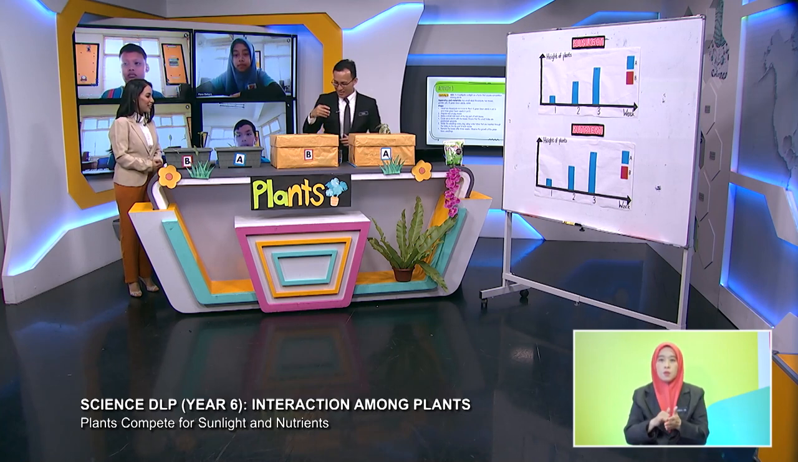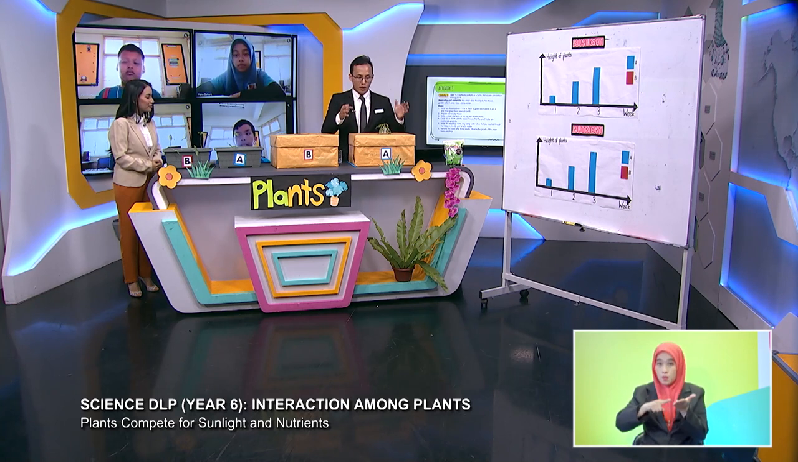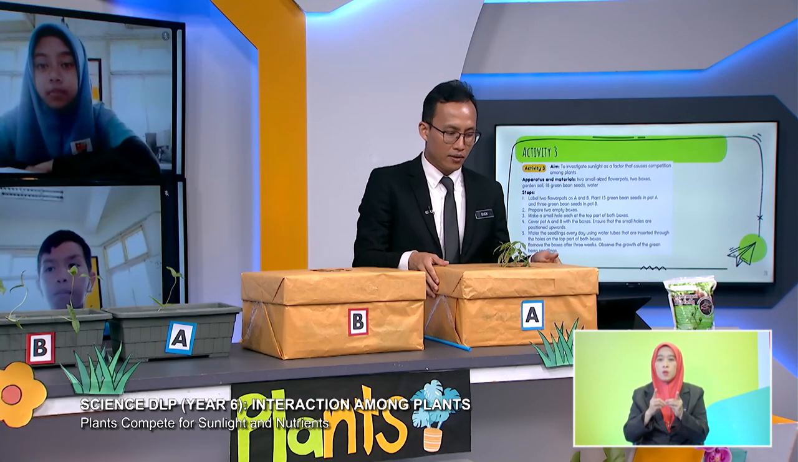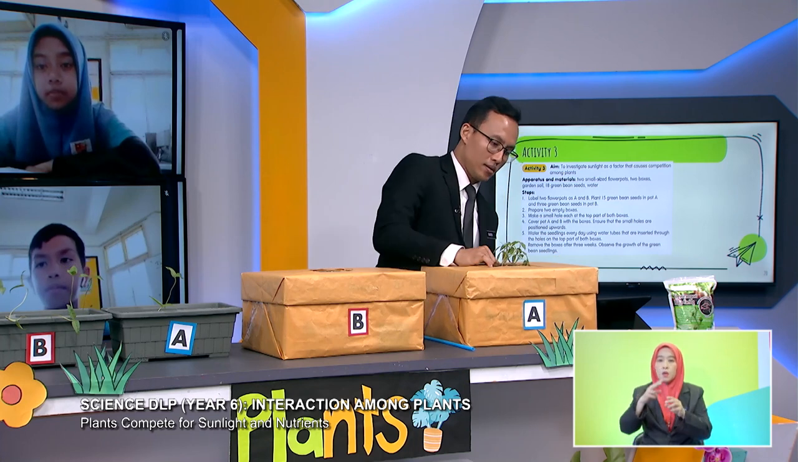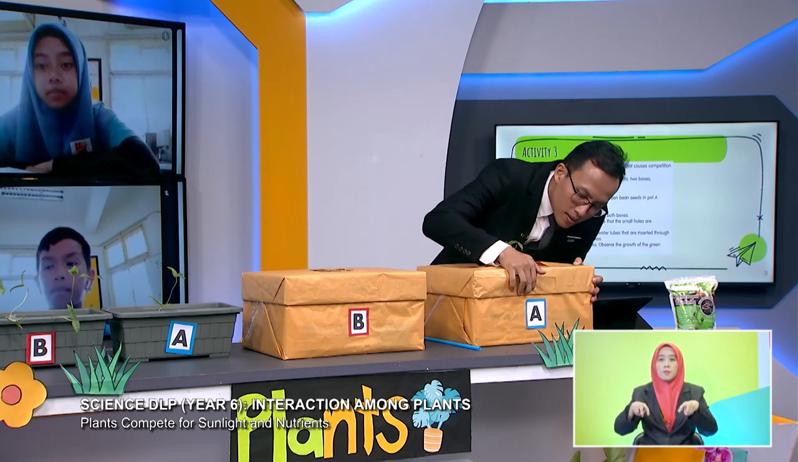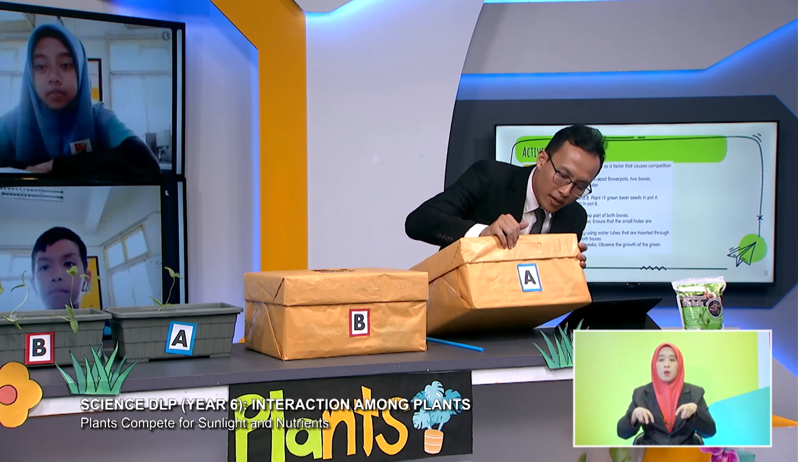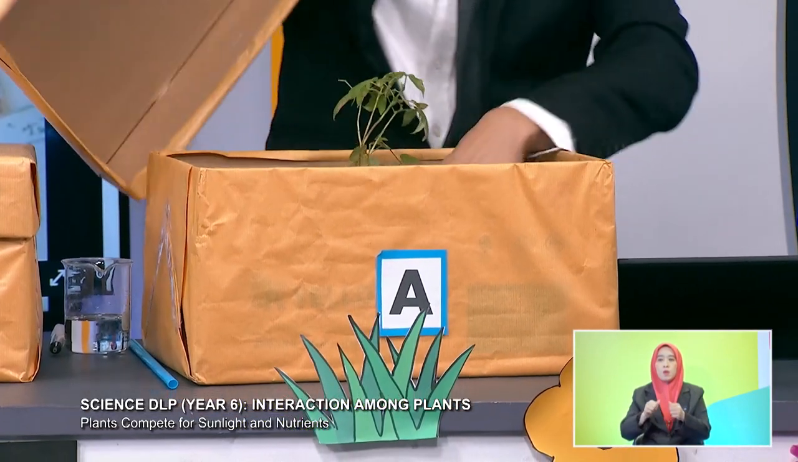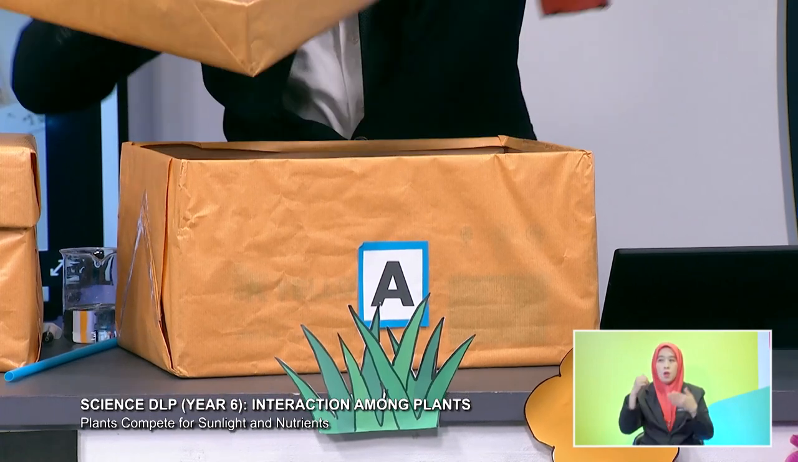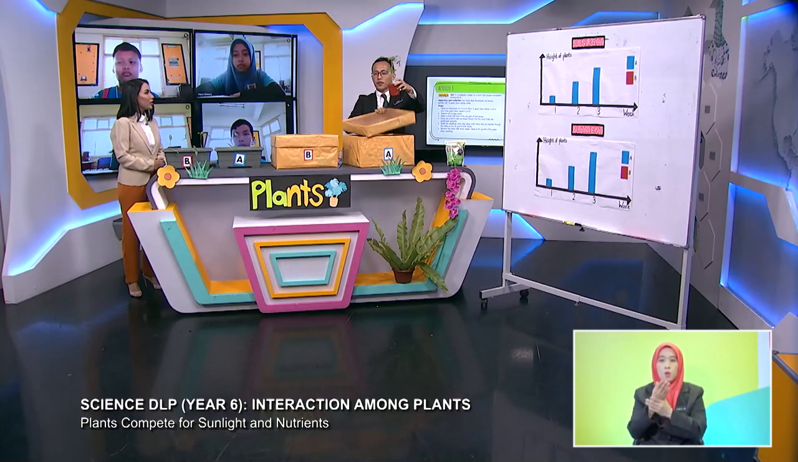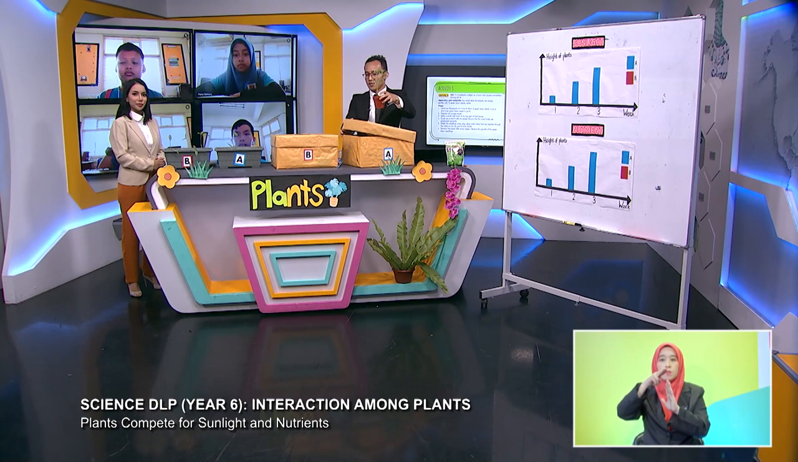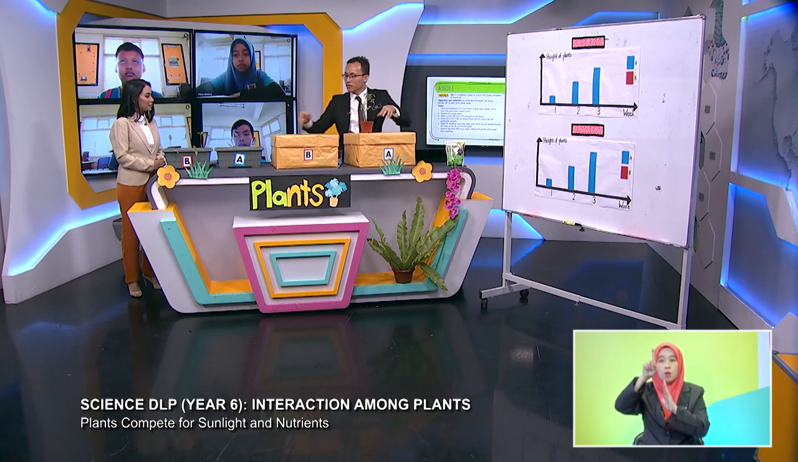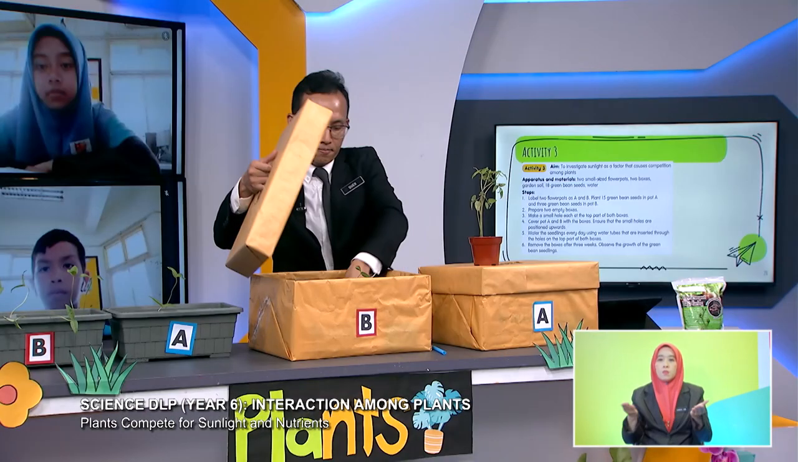All right, so after 3 weeks, these are the findings. What we find out is, this is pot A. Pot A has the growth of it. See, the height of it is much taller, compared to the ones in pot B.